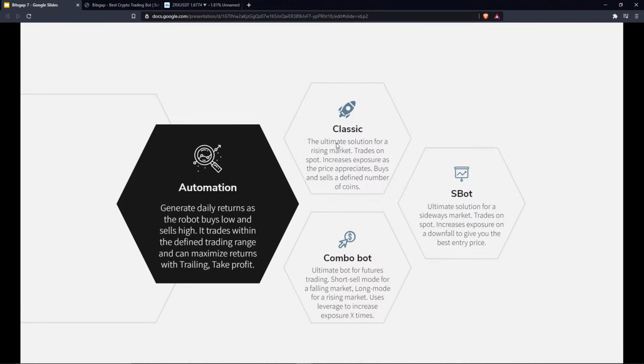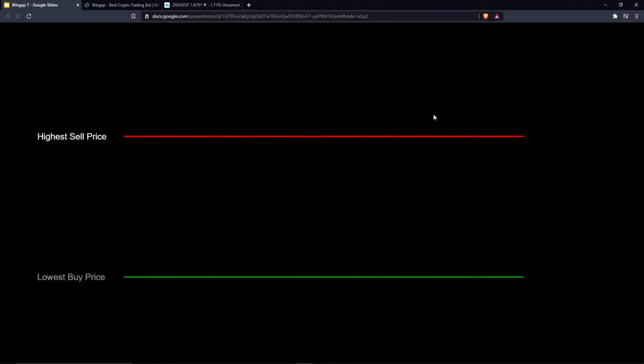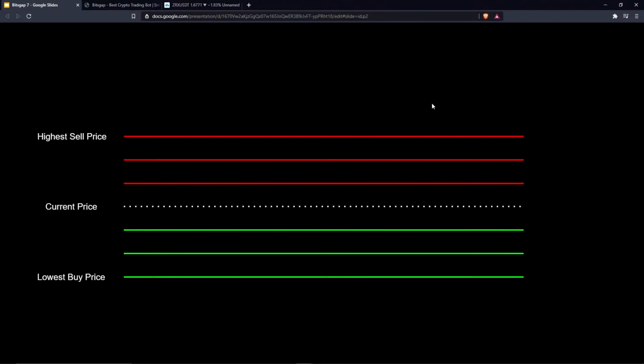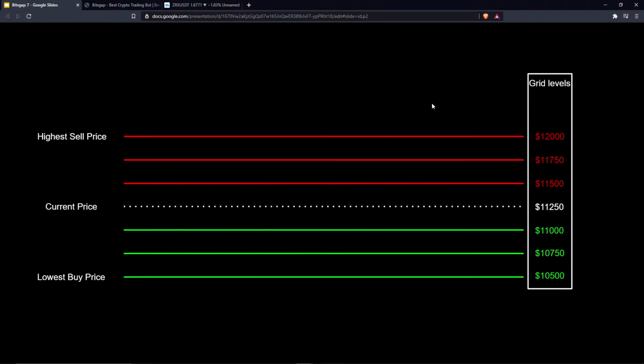All right, and for those who are newcomers, maybe you've never traded bots before at Bitsgap, just to quickly remind you what is the logic behind our bots. Here's the explanation. The logic is pretty simple, straightforward, and yet very effective. We have the trading range, which is defined by the highest sell price and the lowest buy price. And within this trading range, we have grid levels. Basically, these grid levels that are in red are limit sell orders, and in green we have limit buy orders. But all combined, these are grid levels.